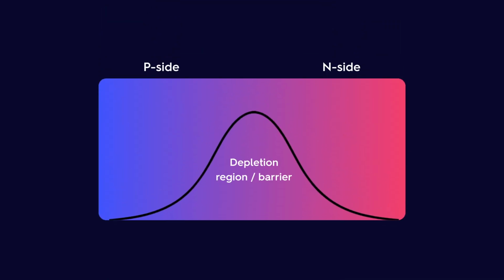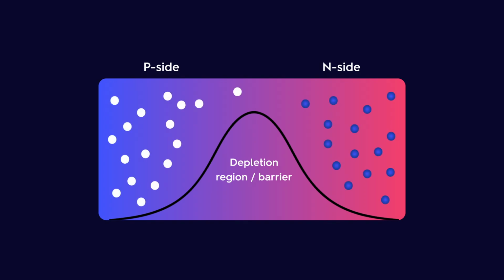Over time, the built-in field creates a barrier that opposes further majority carrier diffusion. At equilibrium, drift and diffusion currents balance, so the net current is zero, even though carriers are still moving. That's why the average carrier distribution stays steady. You can picture the depletion region like a barrier. A few carriers with enough thermal energy can still cross, but as the built-in field builds up, crossing becomes less likely.